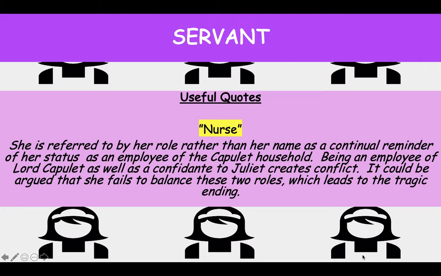I'm sure we'll see this more times than not in this play, that she behaves more like a friend or a confidant to Juliet than she does an employee of Lord Capulet. And right at the end, we see that change where she obeys Lord Capulet's desire for Juliet to marry Paris and encourages Juliet to do that in the end. But it's too late by then.